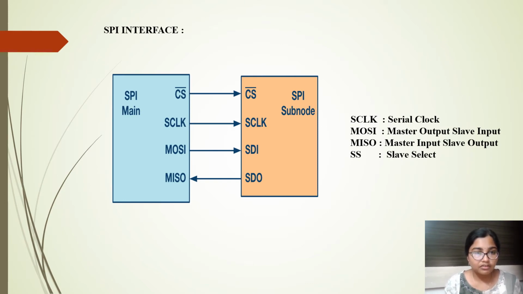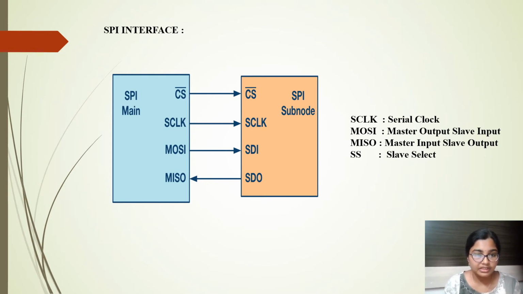In SPI we have one chip select pin, SCLK pin, master out slave in pin, and master in slave out pin. Chip select will enable the operation, and SCLK, the clock signal, will be generated only by the master device. So SCLK is from master to slave. Master out, slave in is from master to slave. Master in, slave out is from slave to master.